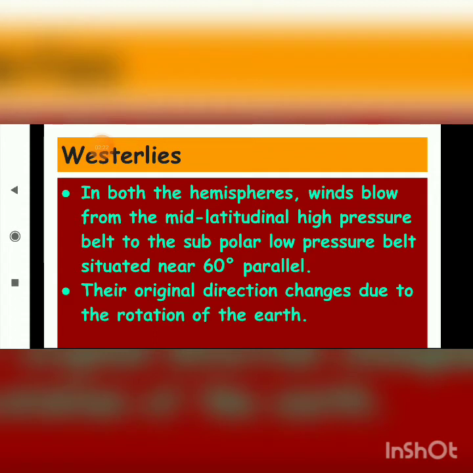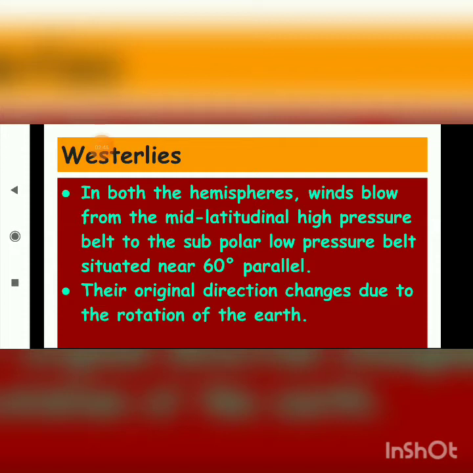Moving to our next one. Now what are westerlies? In both hemispheres, winds blow from the mid-latitudinal high pressure belt to the subpolar low pressure belt situated near the 60 degree parallel. So in both the northern and southern hemispheres, winds are blowing from the mid-latitudinal high pressure belt.